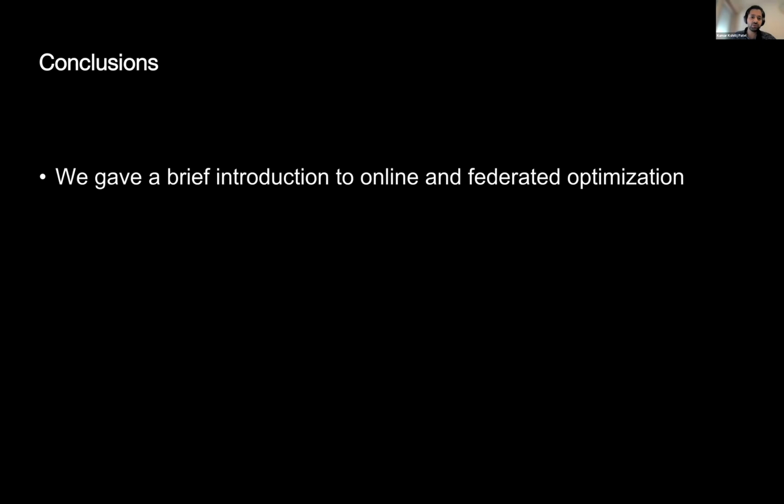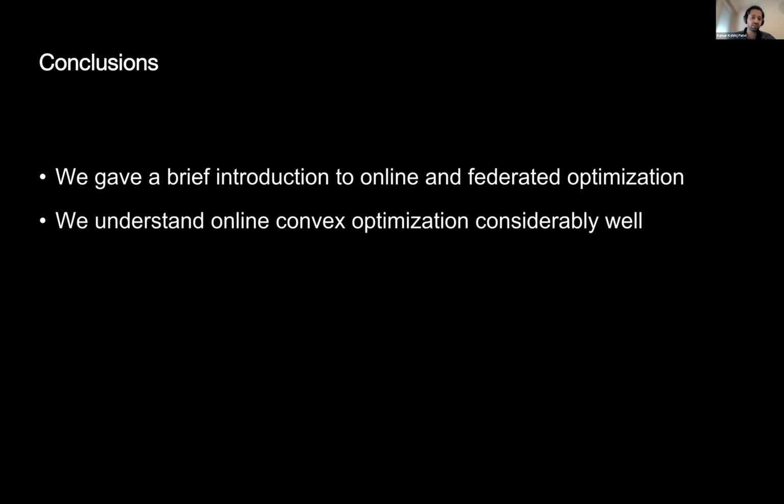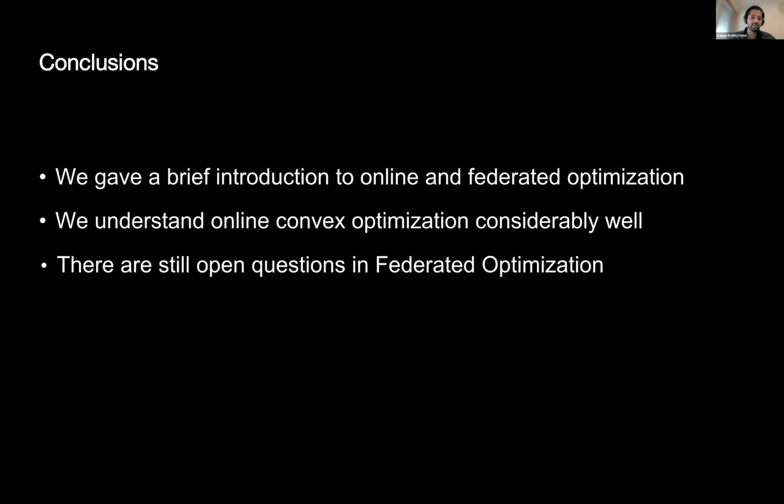So with this, I can conclude. We gave a very brief introduction of online and federated optimization, as well as the problem at the intersection of those two problems. We understand online convex optimization considerably well, which is why we can give very tight upper bounds and lower bounds for that setting. But there are still many open questions in federated optimization, and this remains an active area of research.